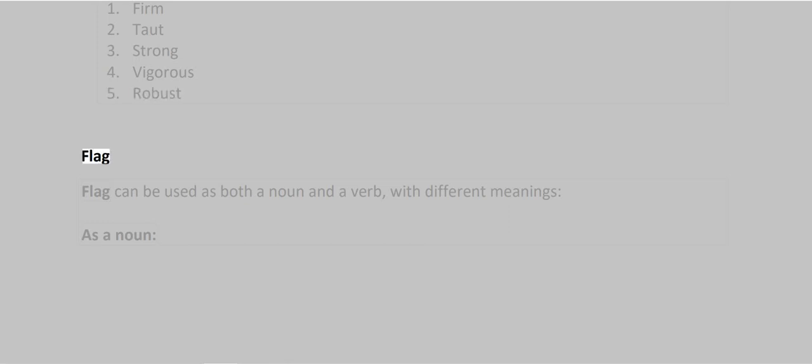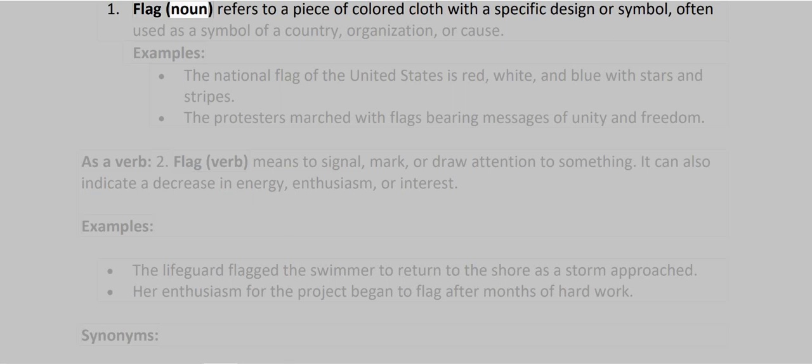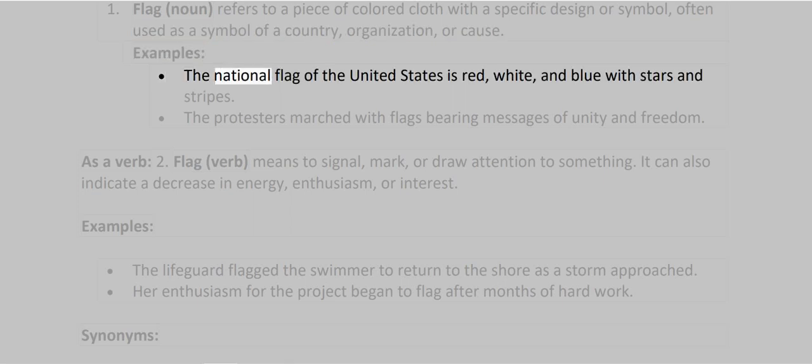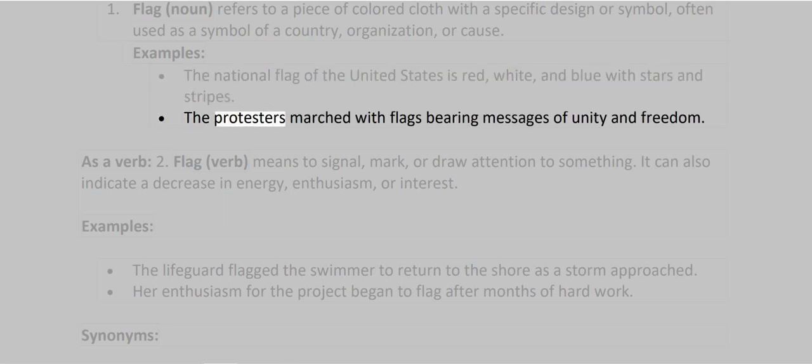Flag. Flag can be used as both a noun and a verb, with different meanings. As a noun. 1. Flag, noun, refers to a piece of colored cloth with a specific design or symbol, often used as a symbol of a country, organization, or cause. Examples. 1. The national flag of the United States is red, white, and blue with stars and stripes. 2. The protesters marched with flags bearing messages of unity and freedom.